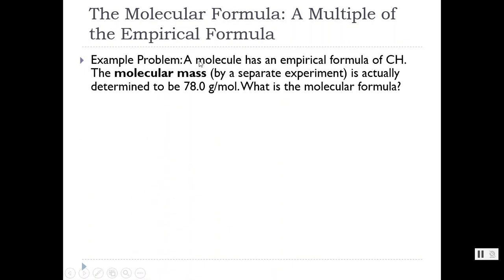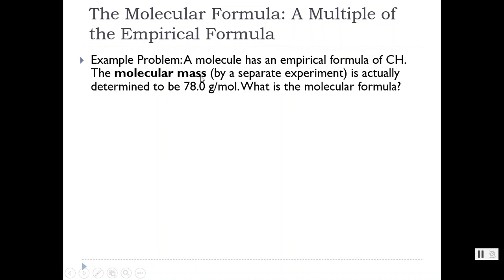And then we make use of the fact that the molecular formula is always some whole number multiple of the empirical formula. What do I mean by that? Let's say we were to do an example problem. Let's say we had a molecule that has an empirical formula of CH. So C1H1 or CH. One carbon, one hydrogen.